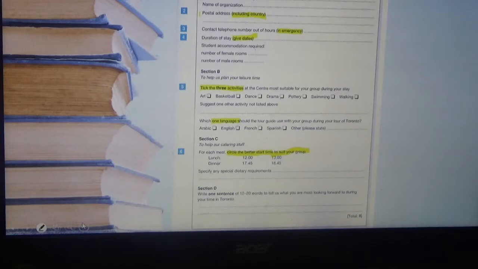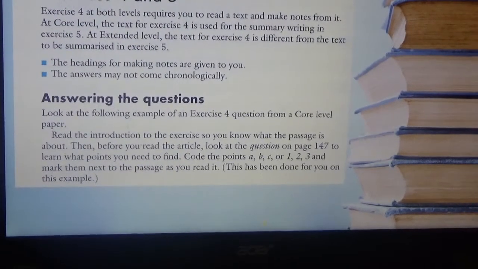So, we have here section D. Write one sentence here of 12 to 20 words to tell us what you are most looking forward to during your time in Toronto. This is how we deal with the form where we have extracted or transferred information from a given passage to this form. So let's go to this part.